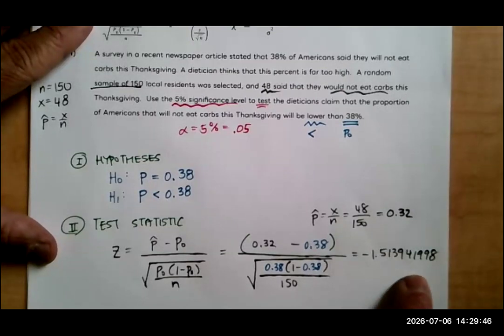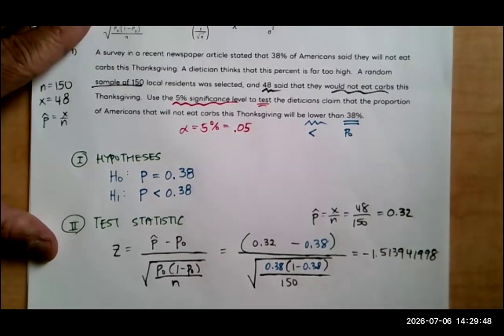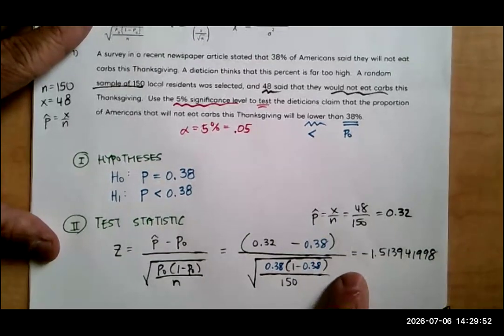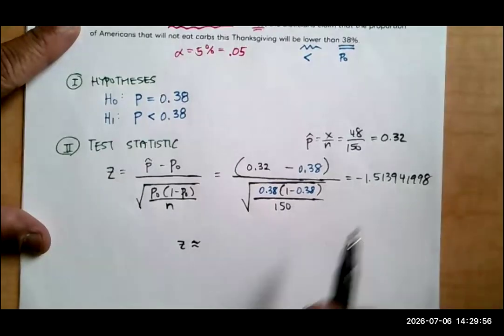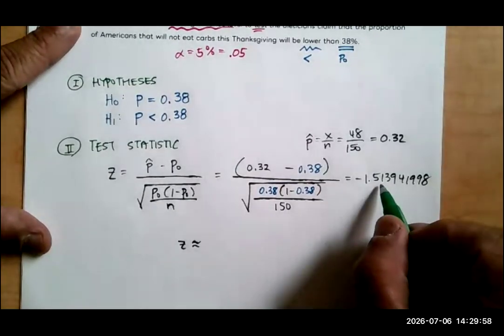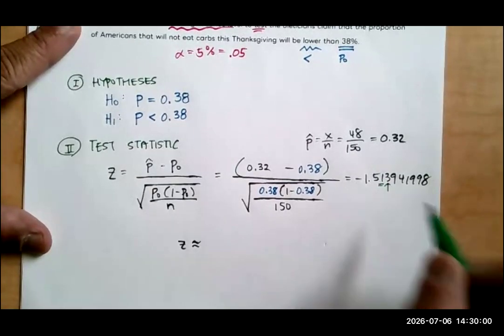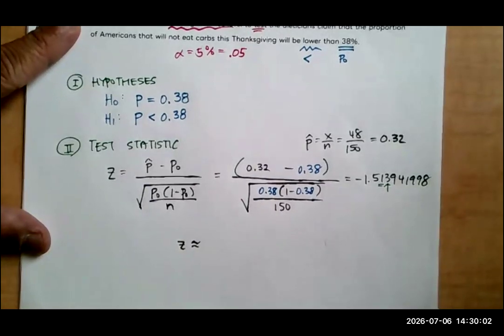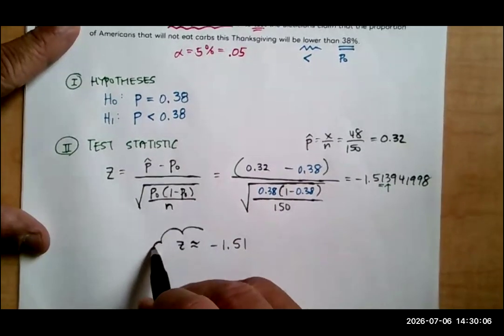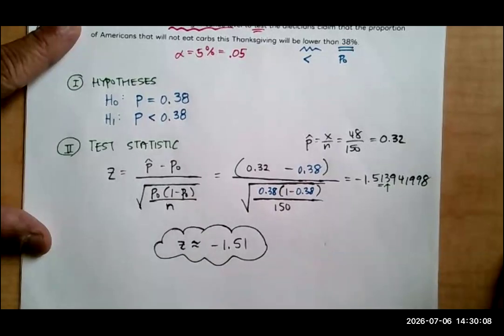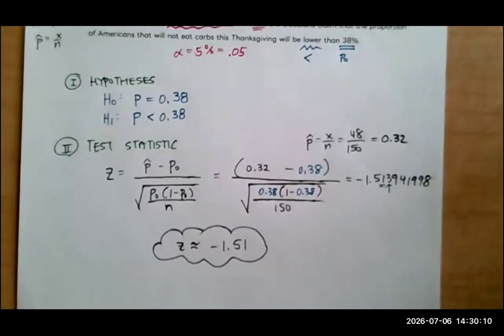Decimal, right? So there's my unrounded value. And then for our test statistic, that z-score, when it comes to the normal distribution, our z-scores here, we're going to round to 2 decimal places. Rounding to 2 decimal places, 1, 2, that 3 says that 1 can stay the same, negative 1.51. So there's our test statistic.